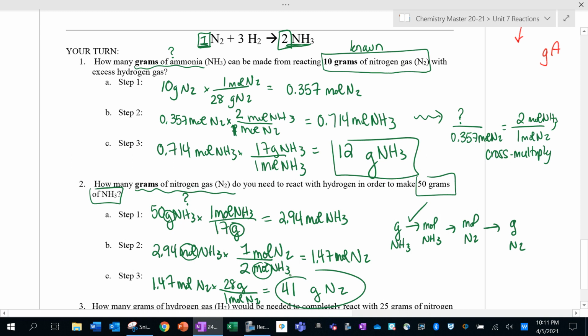So those are 2 examples of 3-step stoichiometry problems. And again, notice there's 2 sources of information we're going to use. We're going to use the coefficients from the chemical equation. Those tell us the ratios of reactants to products. And then the other information we'll use is the molar mass, which we can find on the periodic table.